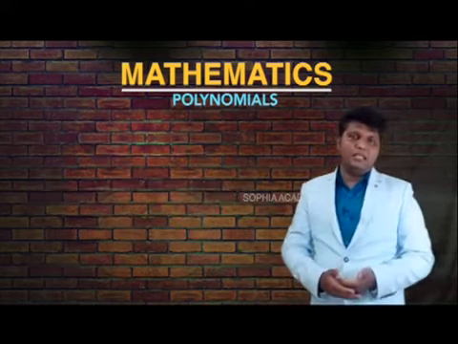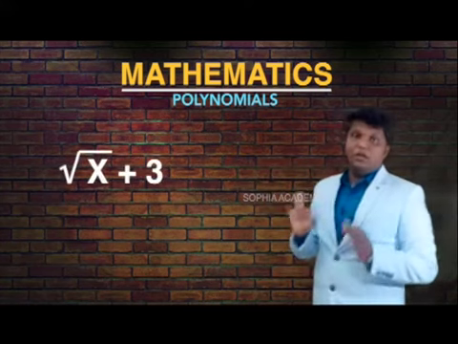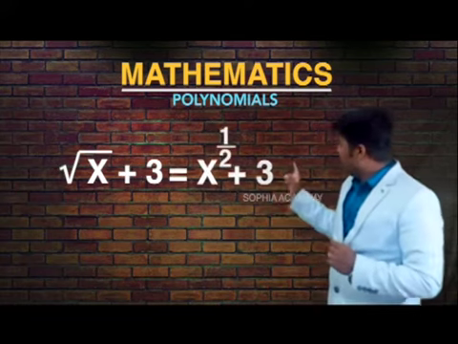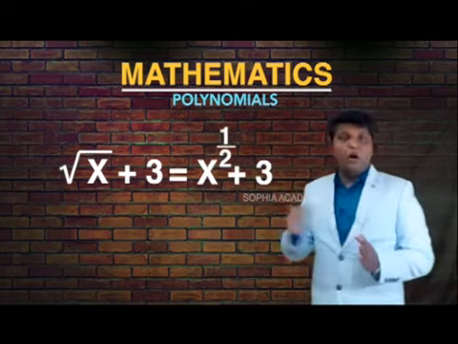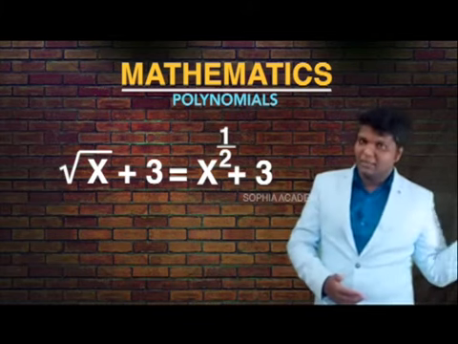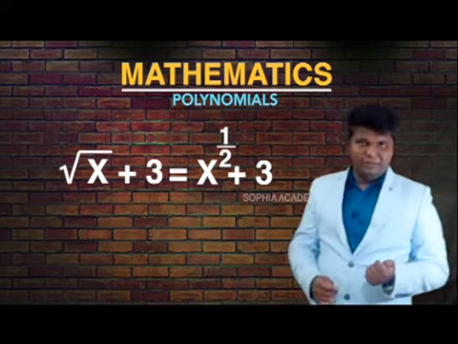Let me give you another example. Square root of x plus 3 is equal to, this can be written as x raised to 1 by 2 plus 3, because root of x means x raised to 1 by 2. It's already in 8th class, right? Cube root of x can be written as x raised to 1 by 3, like that.